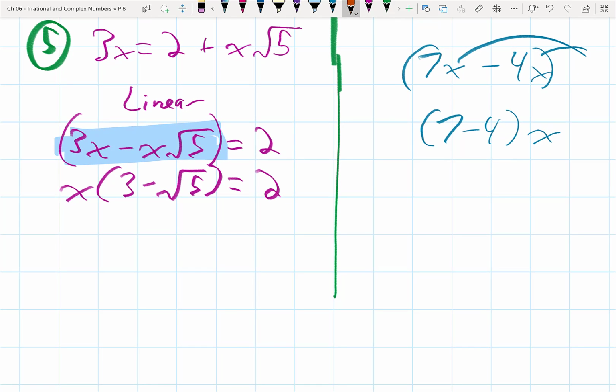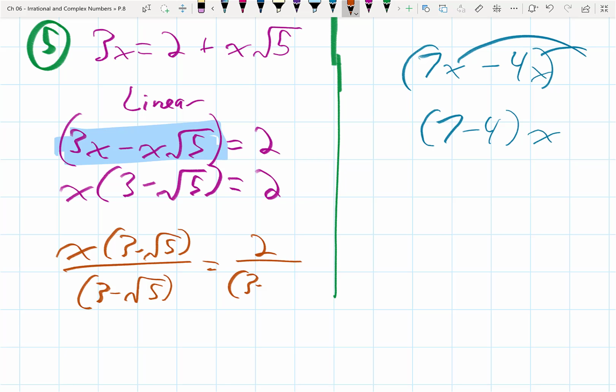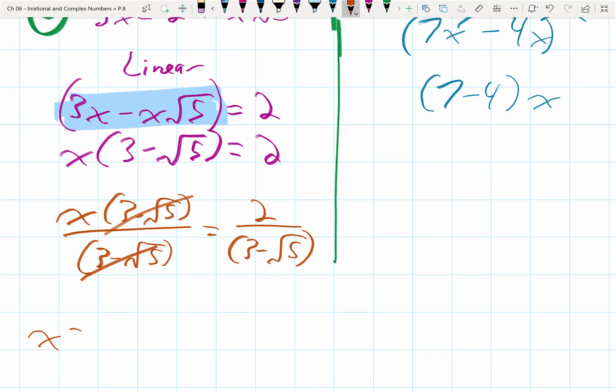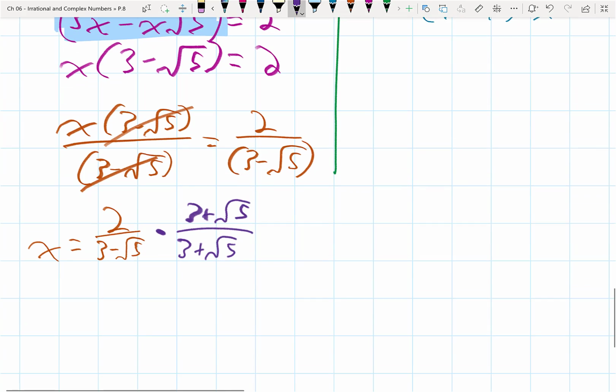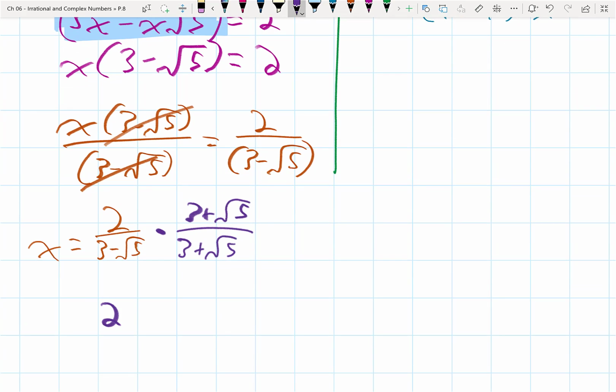Now I'm going to show this next step as x times 3 minus root 5 over 3 minus root 5 equals 2 over 3 minus root 5, because later on you want to look and see this is what we actually did and why. And so I get x is equal to 2 over 3 minus root 5, and we're going to rationalize by multiplying the denominator by 3 plus root 5. So we're going to multiply the numerator by 3 plus root 5. When you do this, it may be better to not multiply the 2 in just yet. You don't know if it's going to cancel with something in the denominator. And even if it didn't, I'd rather almost leave it factored out.